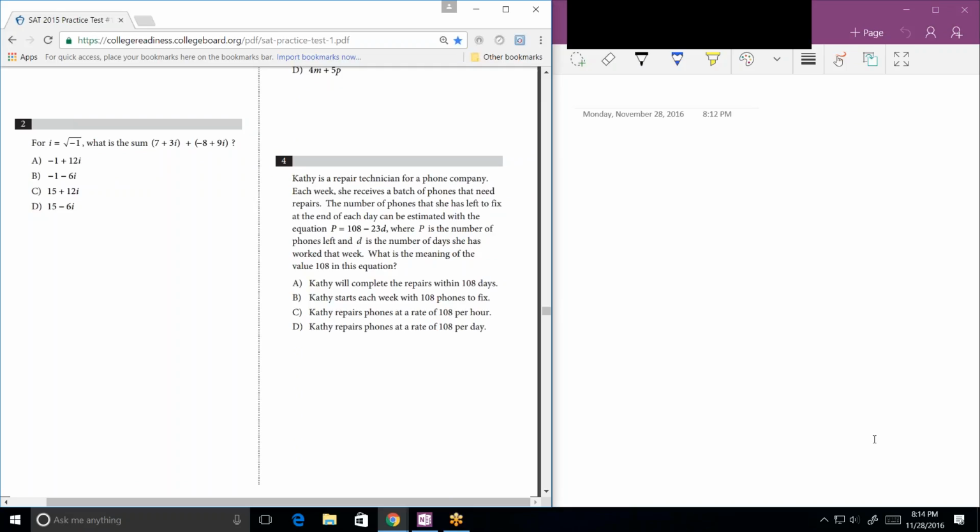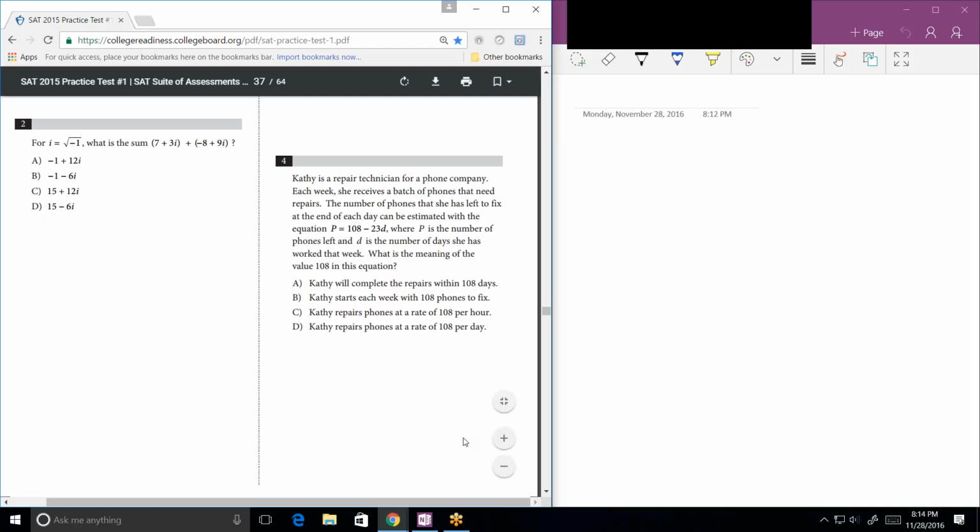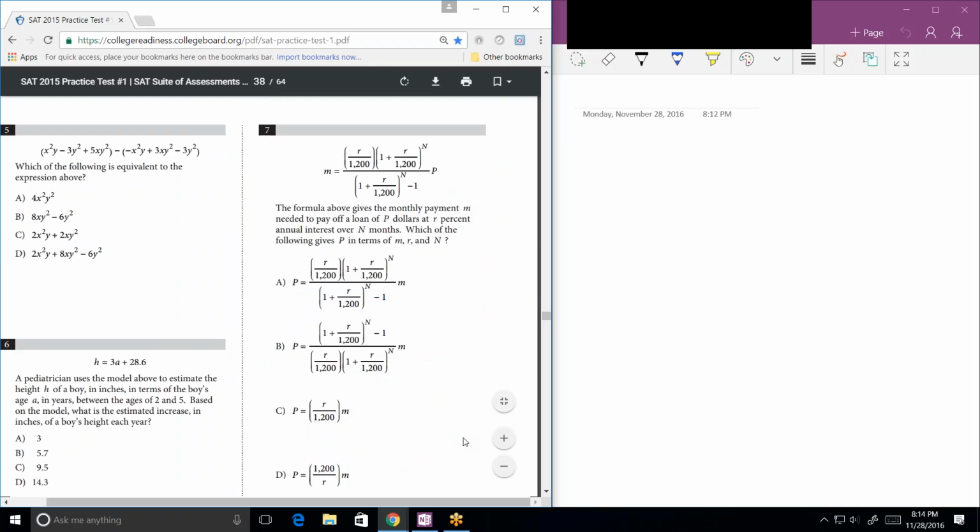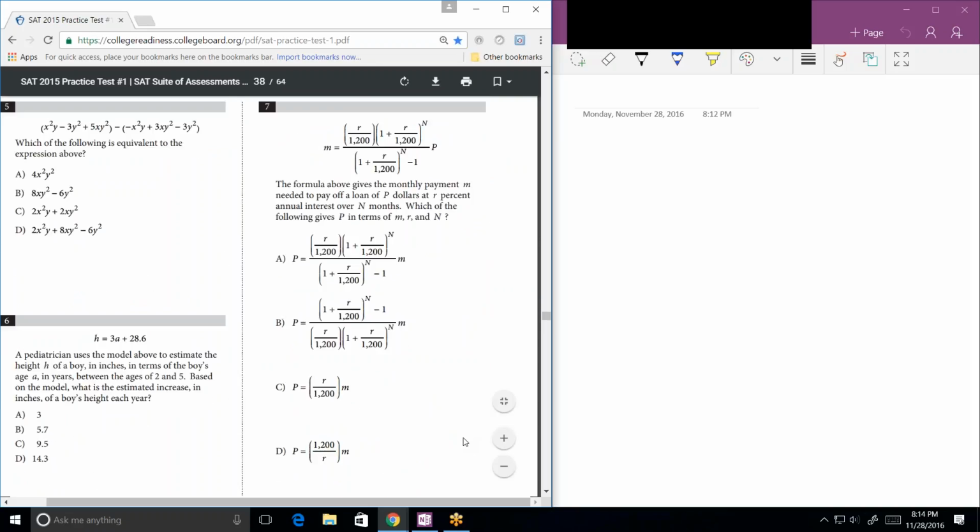Let's see. Kathy has 108 phones to fix. Good. Cool. Number 5 on the left.